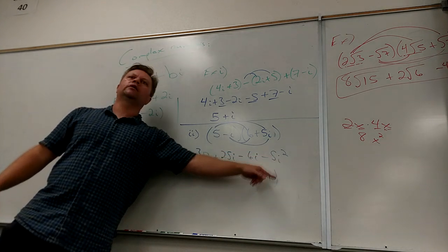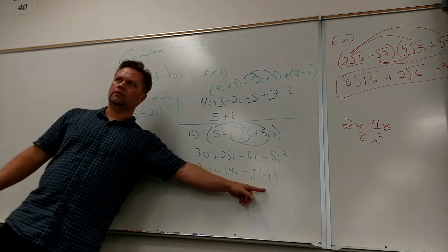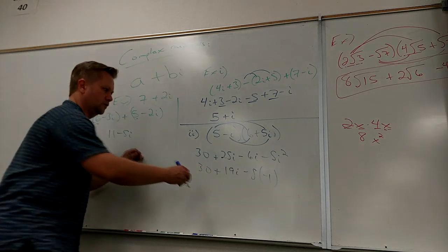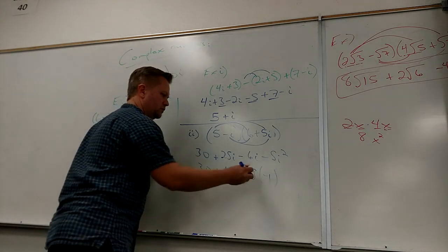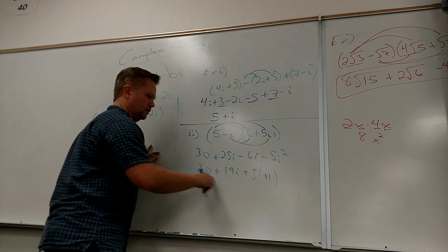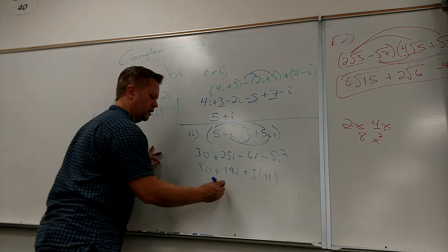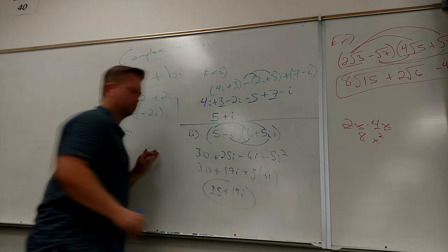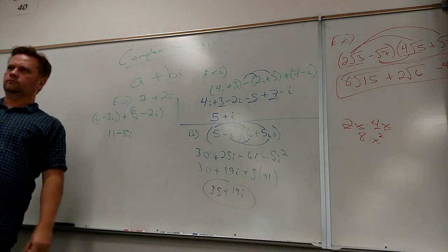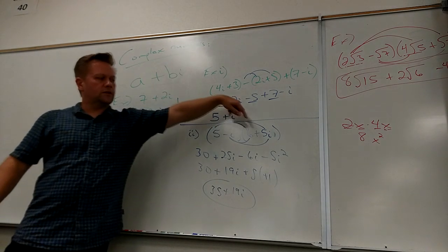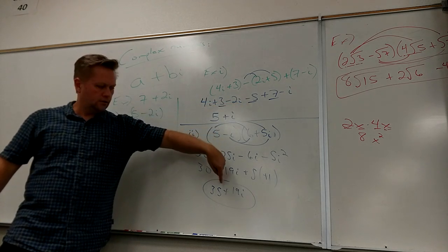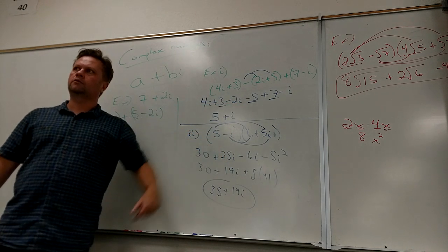But i squared I could do something with. i squared is negative 1. So then I get, what's negative 5 times negative 1? So then I get 35 plus 19i. Bam! So a complex number times a complex number has to be a complex number. What is happening over there?